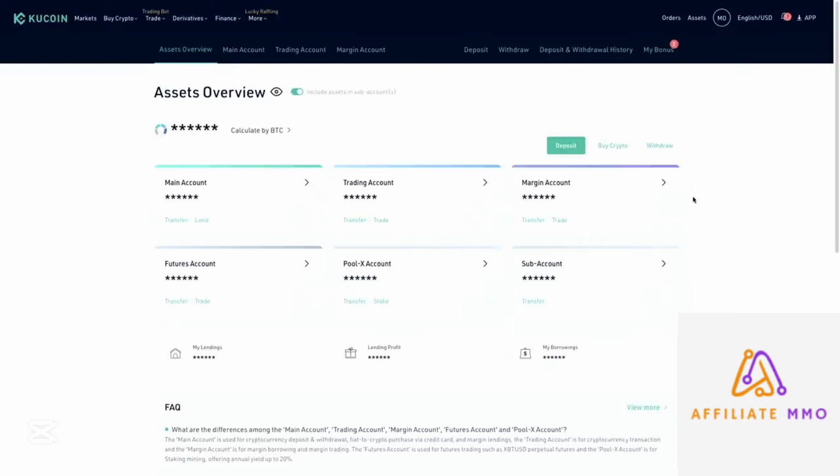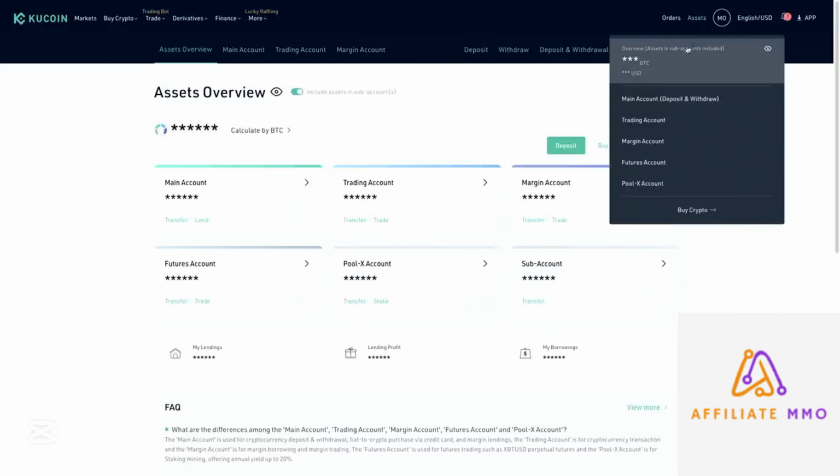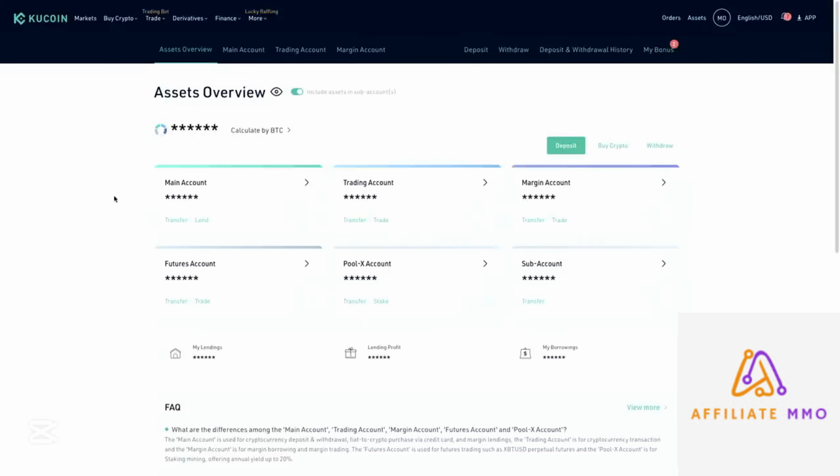So come over to your assets. So it's this tab up here, assets, click on your assets here. It will take you through to these screens. So there's actually a couple of different screens, which is slightly strange, slightly different with Kucoin, but once you know, you can do it very easily.